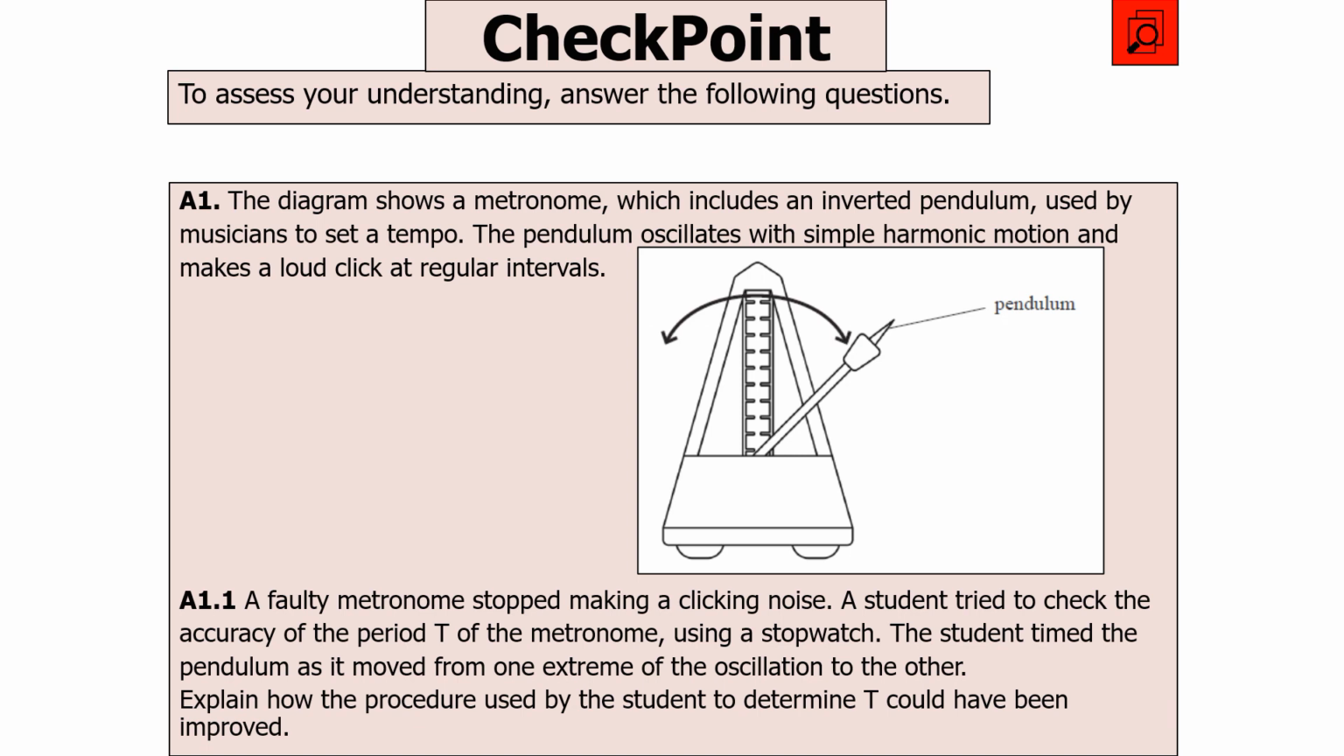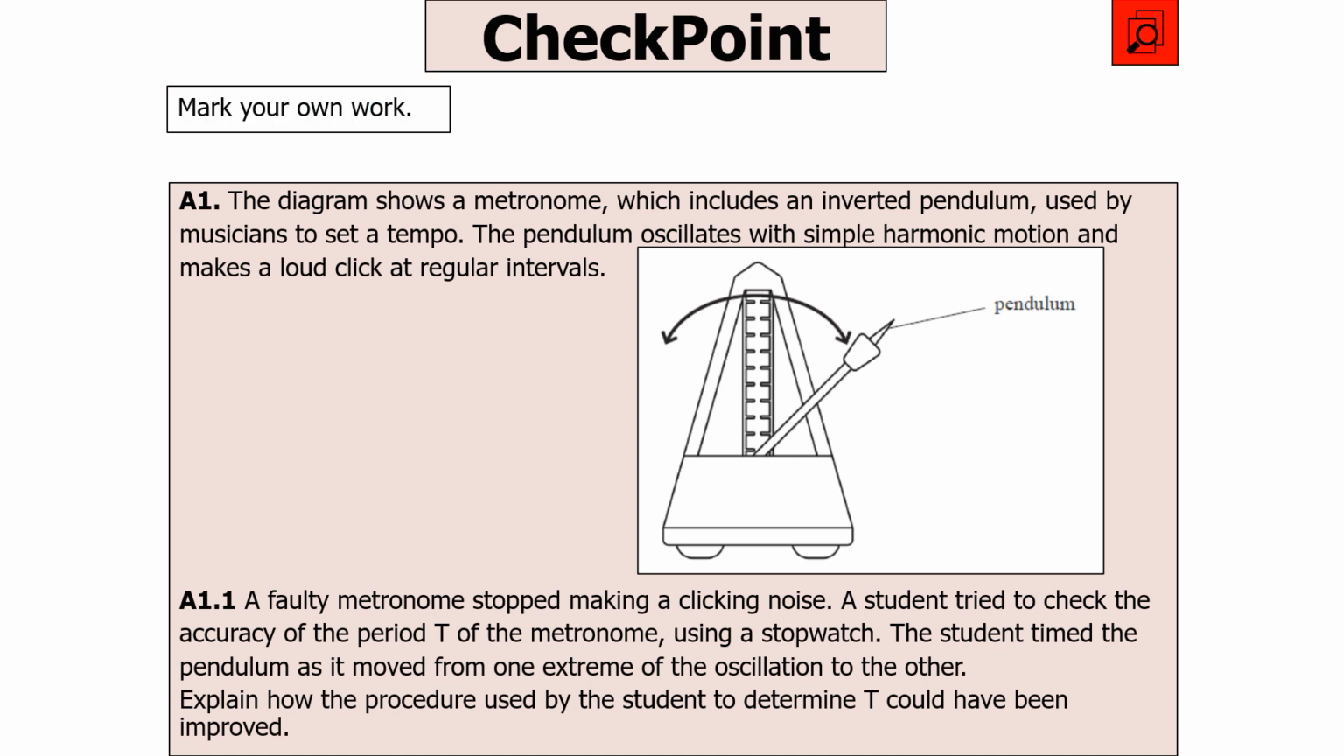A student tried to check the accuracy of the period of the metronome using a stopwatch. The student timed the pendulum as it moved from one extreme end of the oscillation to the other. Explain how the procedure used by the student to determine T could have been improved. So pause the video now, then unpause the video when you want to go through your answer.